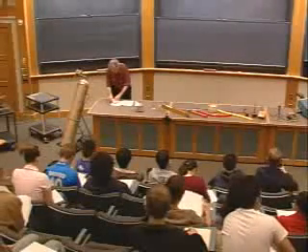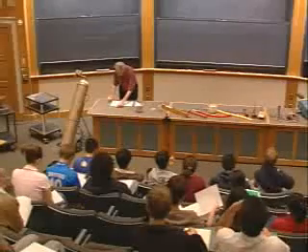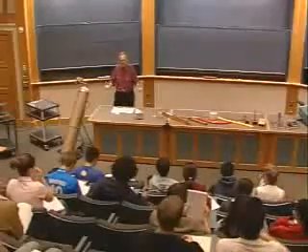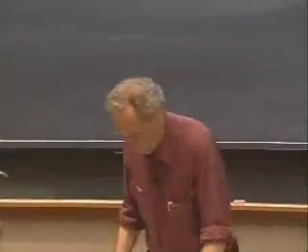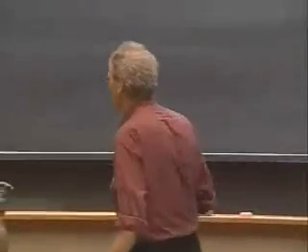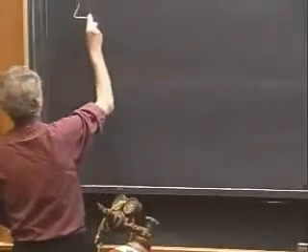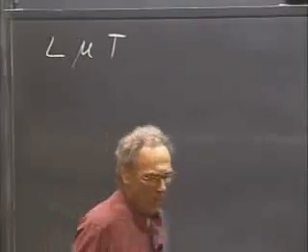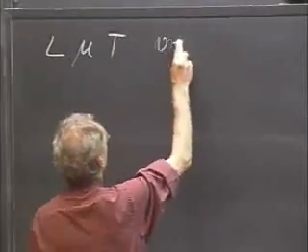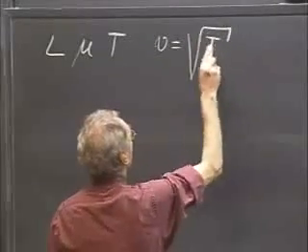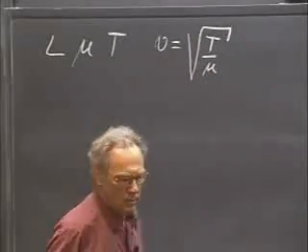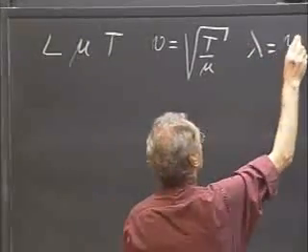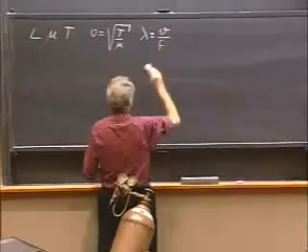I will summarize what we have learned about the normal modes of a string fixed at both ends, which is very relevant today for musical instruments. So suppose I have a string with length L, mass per unit length mu, and tension T. Then I know that the speed of propagation is the square root of T divided by mu, and the wavelength is always the speed of propagation divided by the frequency.